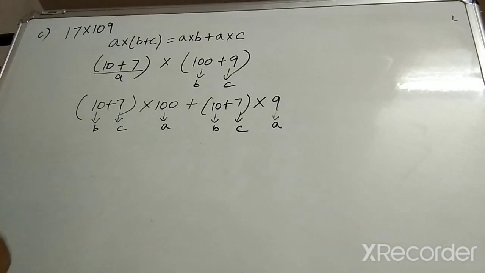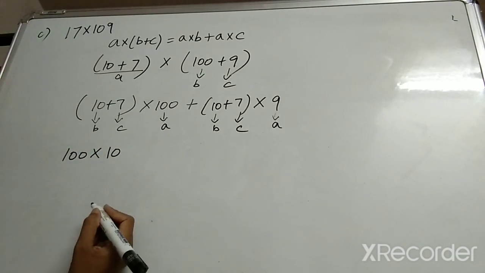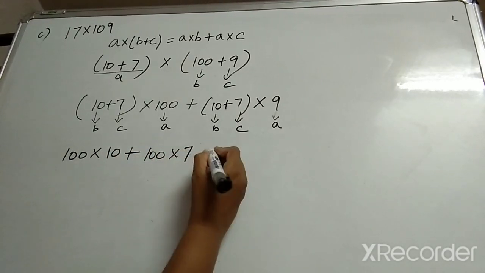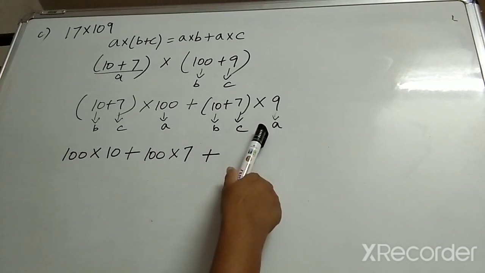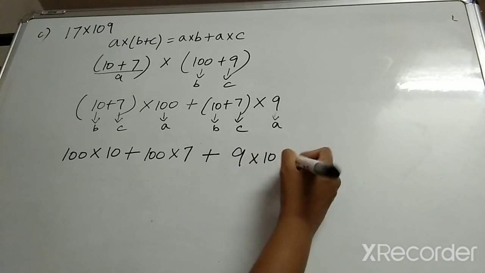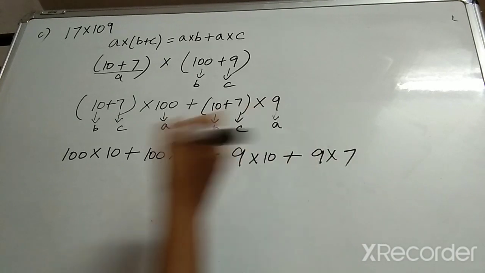So it is A into B. So 100 into 10 plus 100 into 7. Plus again same way here, A into B plus A into C. So A is 9 into B is 10, plus A into C. So 9 into 7. Clear?